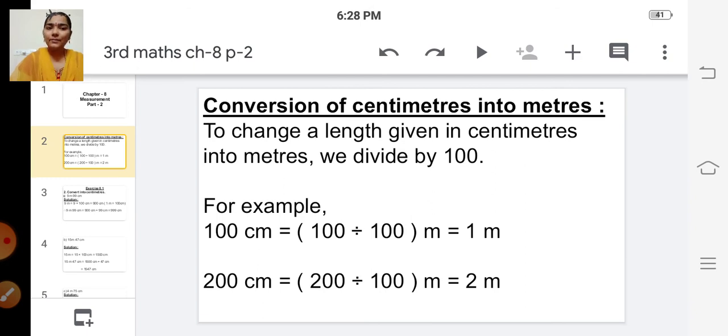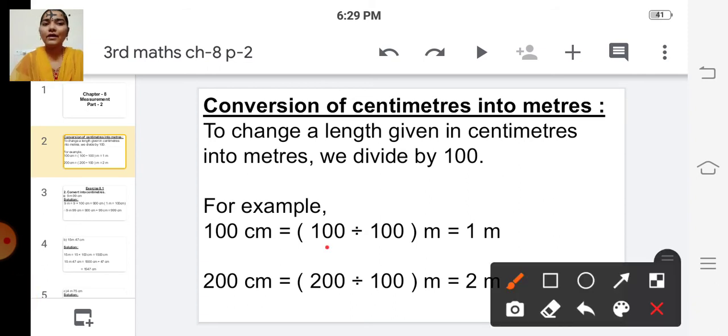For example, 100 centimeter. We have to convert this 100 centimeter into meters. So what do we have to do? We have to divide it by 100. So 100 divided by 100 is equal to 1 meter.